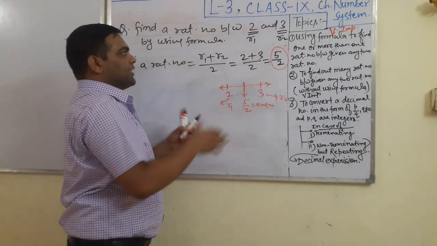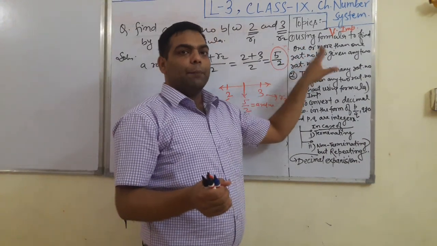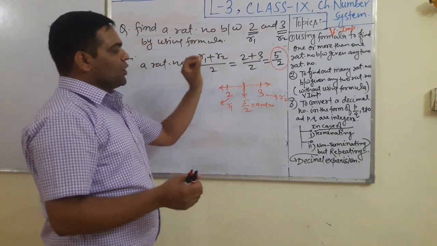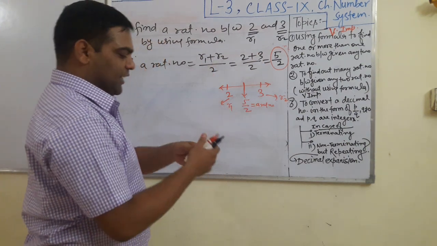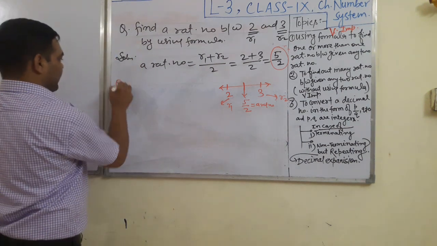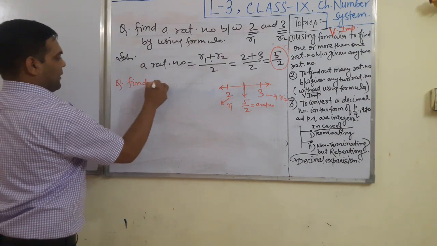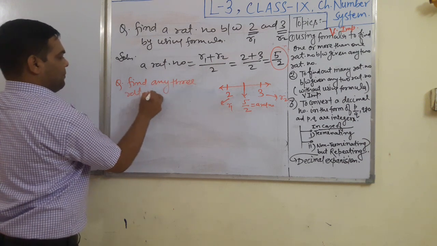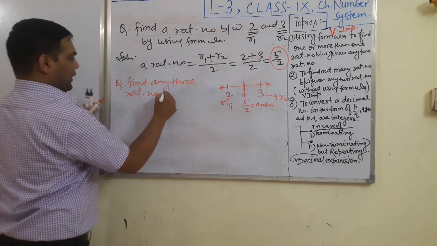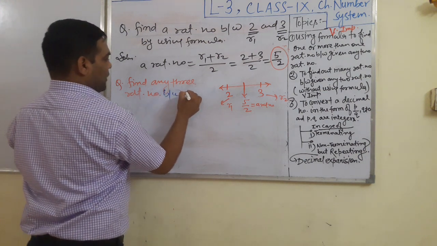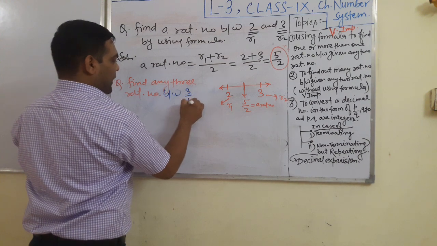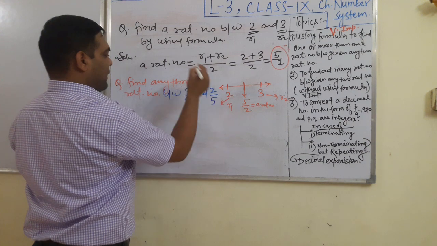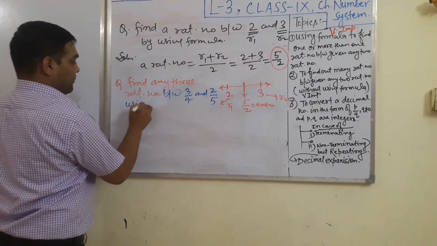Similarly students, you can find out more than one rational number with the help of formula between given any two rational number. I am going to tell you, you try to understand easily. See, suppose the question is here, find any three rational number between 3 by 4 and 2 by 5 using formula.